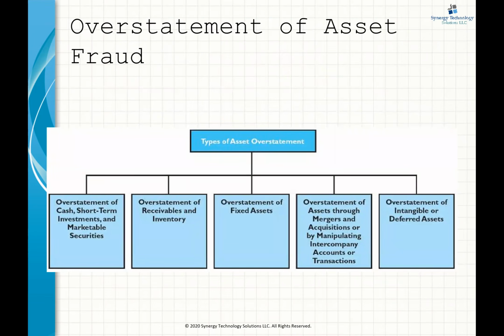Now, overstatement of assets fraud, what is happening? Overstatement of cash, short-term investments, marketable securities, overstatement of receivables and inventory, overstatement of fixed assets, overstatement of assets through mergers and acquisitions or by manipulating intercompany accounts and transactions. The merger acquisition, it was WorldCom particularly, they did a great job in that one. Overstatement of intangibles and deferred assets, both Enron and WorldCom did that. Okay.